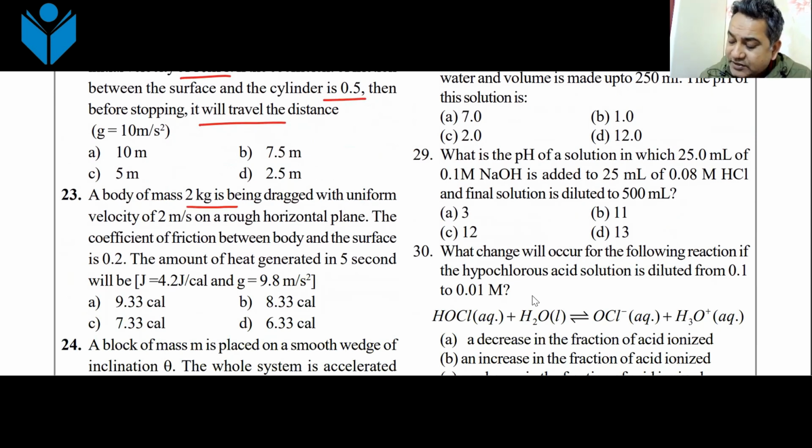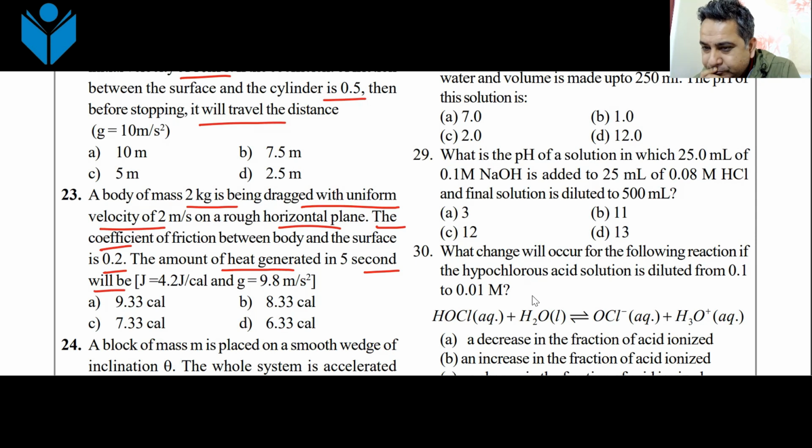A body of mass 2 kg is being dragged with uniform velocity of 2 meters per second on a rough horizontal plane. Well done. The coefficient of friction is 0.2. What is the amount of heat generated in 5 seconds? So, how did you get this? And again, this is a question that will make you say, sir, we have not done a question of this nature. Well, you could have applied some common sense. How will you do this? In 5 seconds, how much heat has been generated?